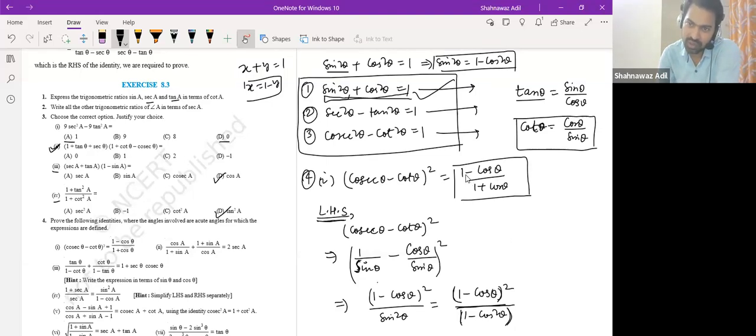So look at the numerator. The numerator is matching exactly, but there is a power 2, which means that there is an extra 1 minus cos theta. And we can only cancel that extra one with the denominator.